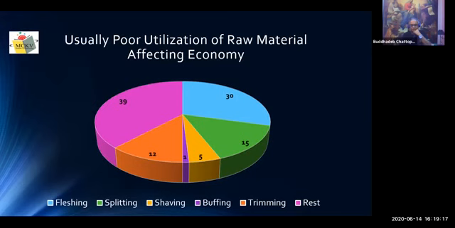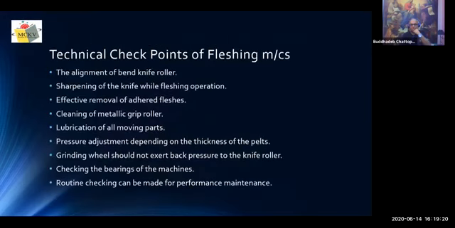First comes the fleshing machine. The alignment of the bend knife roller must be proper, otherwise you have over fleshing in some places and under fleshing in some places. Sharpening of the knife during the fleshing operation has to be thoroughly controlled and looked after. Also needed are effective removal of the adult flesh, cleaning of the metallic grip roller, lubrication of all moving parts, and pressure adjustment, which depends on the thickness of the plate, not on the thickness of the leather shaft. And check the bearings of the machines.